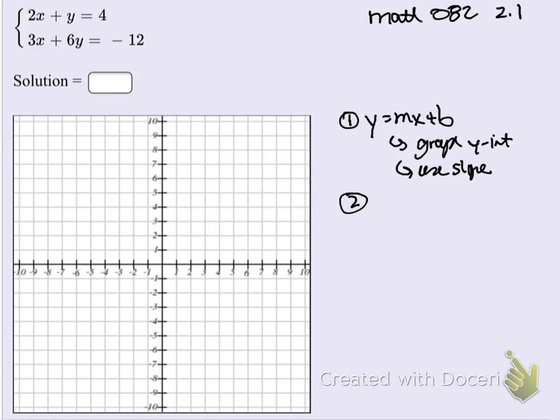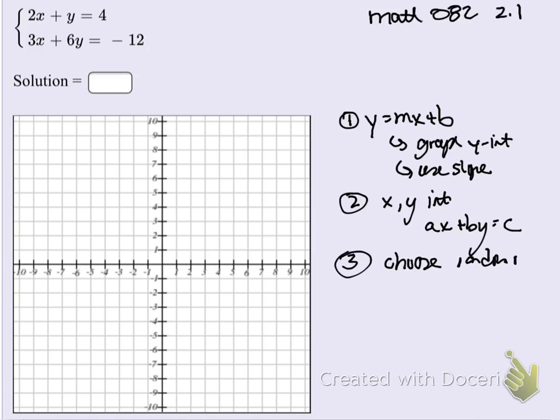Another method that we learned back in Chapter 1 is to find the x and y intercepts and to graph those. Generally speaking, we tend to do that when I have something that's in the form ax plus by is equal to c. And then the third method is to just choose or assign random values of x, and then to solve for y.